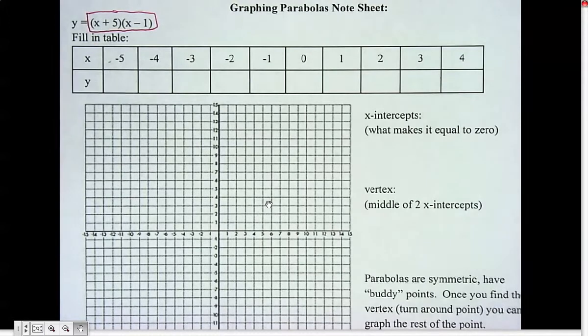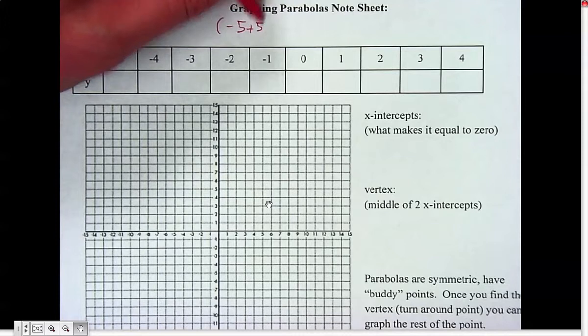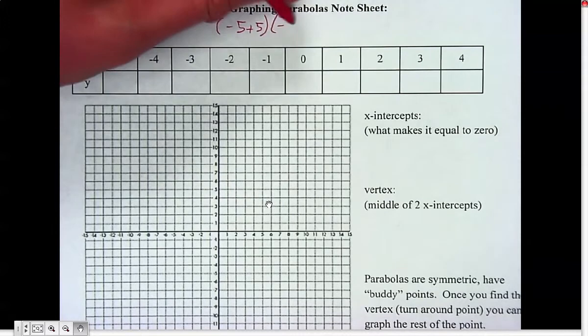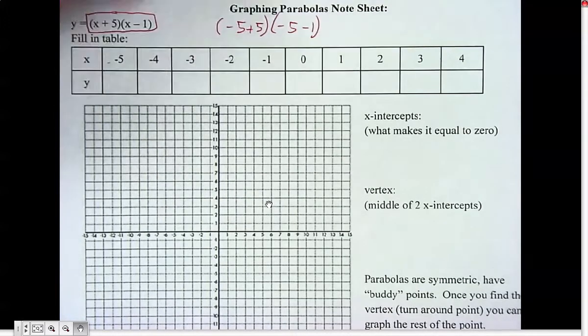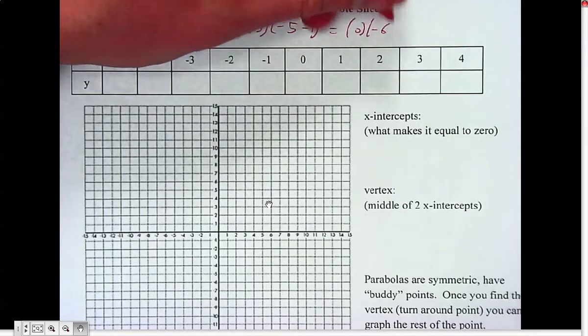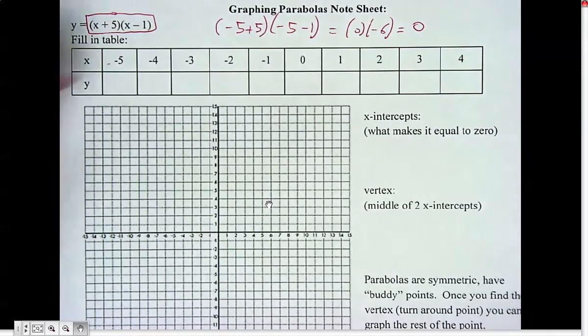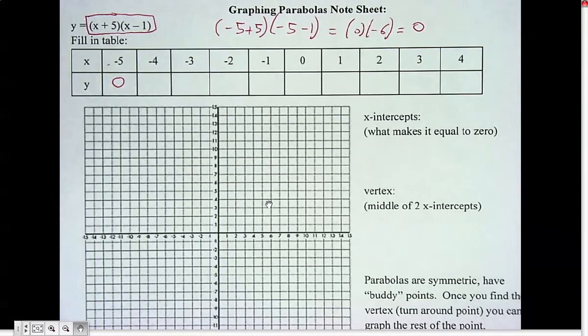For this first one, when I plug in -5, I'm just going to do a little bit of scratch work here. I'll have -5 plus 5, and then -5 minus 1. That gives me 0 times -6, and of course, 0 times anything is 0. Okay, so that's the first one.